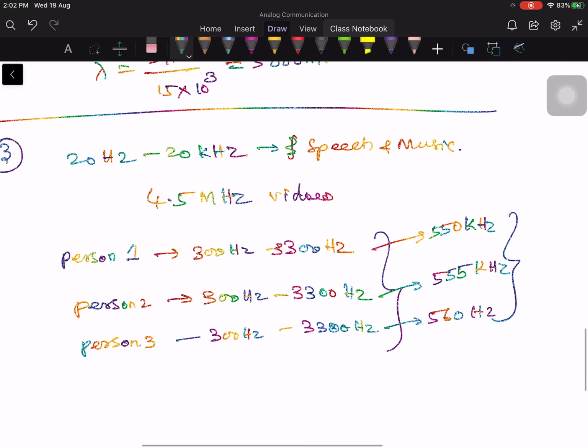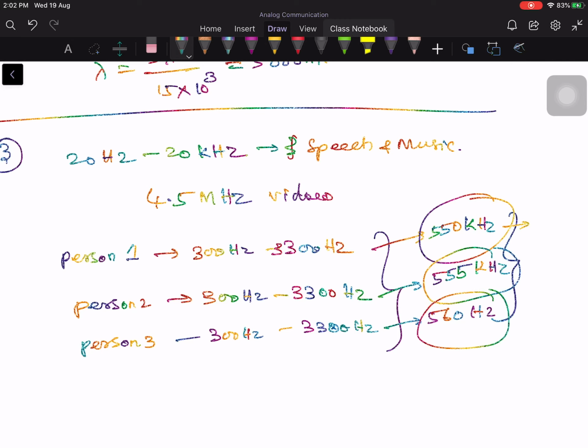Now look here, this is the spectrum occupied by the modulated signal, right? So different portions of the electromagnetic spectrum. Person 1 occupies 550, person 2 occupies 555, and person 3 occupies 560 kilohertz. Sorry, this is kilohertz. So each must be given its own carrier frequency location. The first person's carrier frequency location is 550 kilohertz, the second person's is 555, and the third person's is 560 kilohertz.